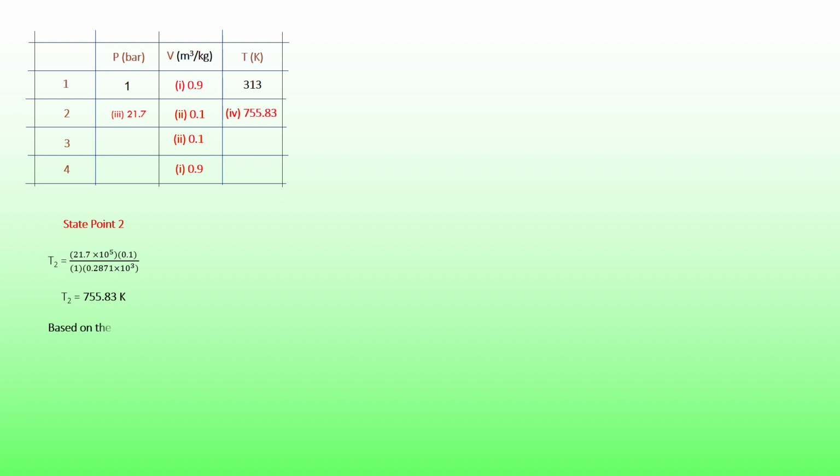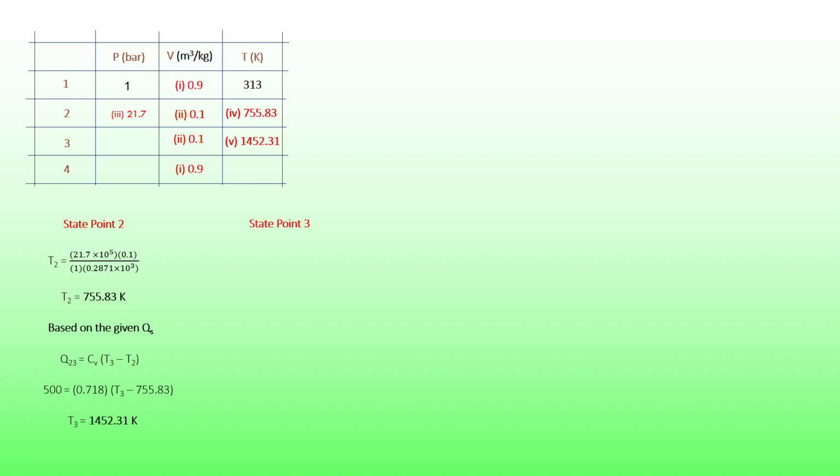So fill it up. Then based on the heat supply that is given in the question, we know that heat supply is equal to CV, the specific heat capacity at constant volume, which is 0.718, times the change in temperature. We have T2, and then we will be able to find out T3 with a heat of 500 kilojoules per kg. So you got your T3, 1452.31. Fill it up into the table.